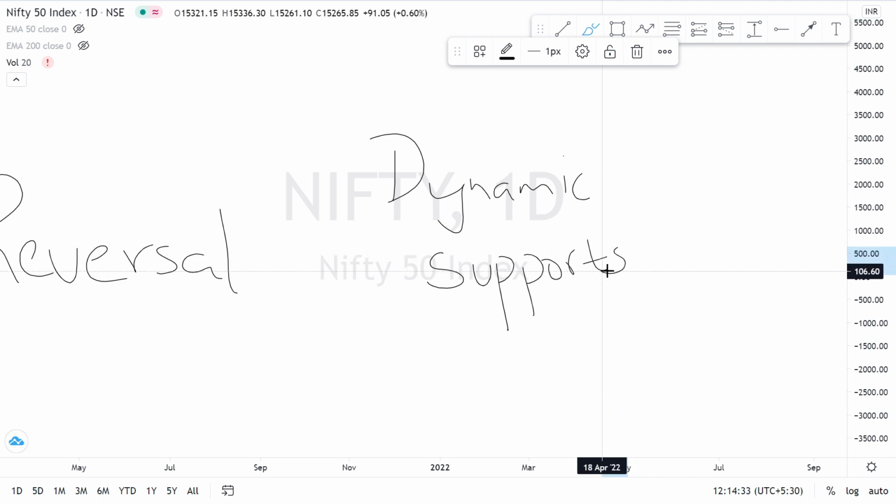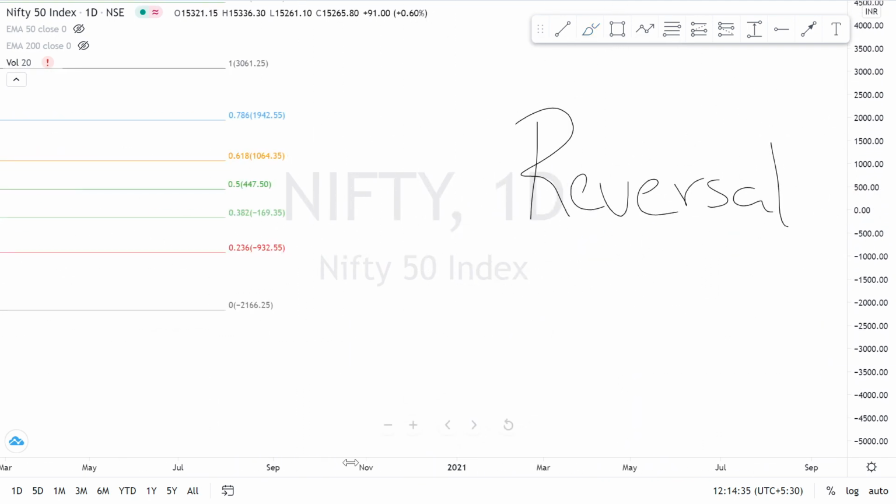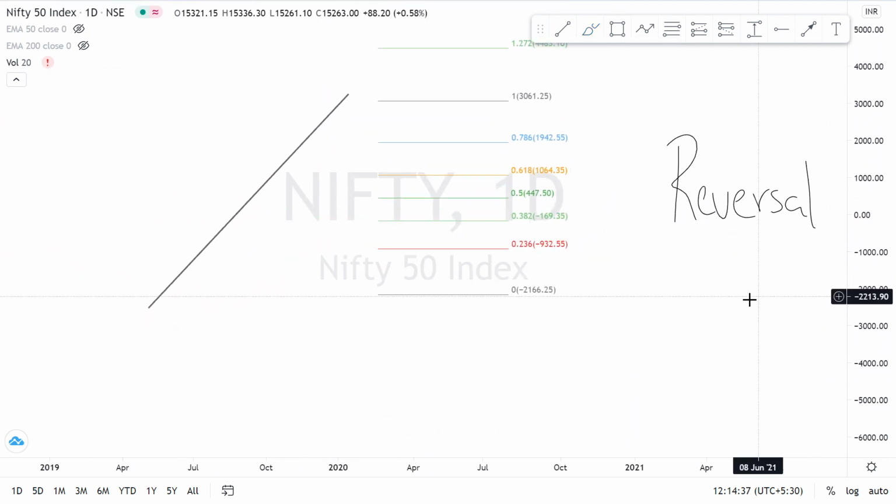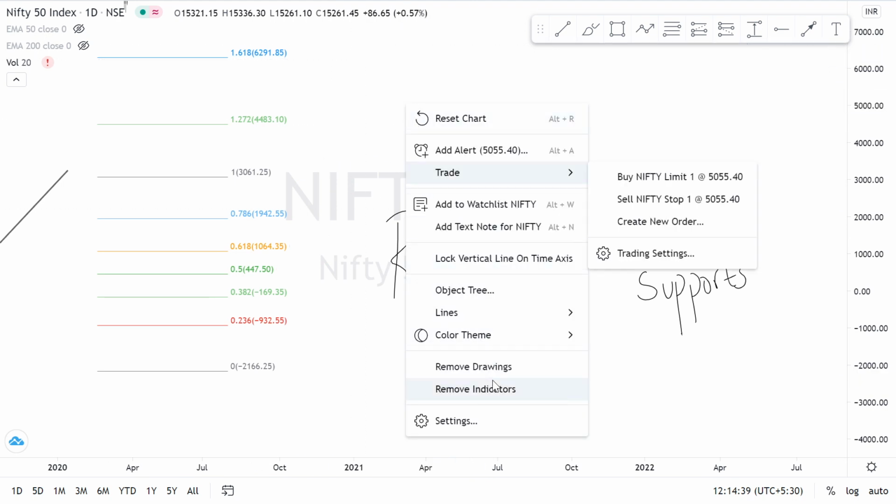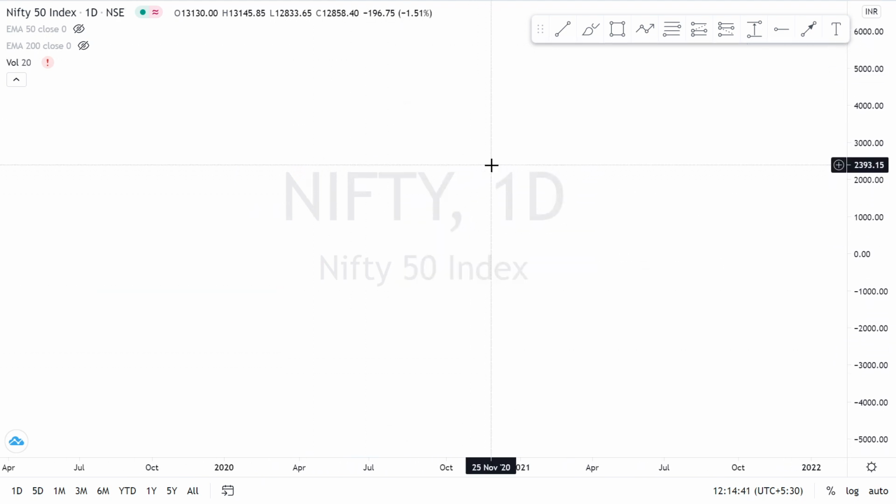So these are the four basic ways, and this is the theory part of it. We can observe these same phenomena in certain stocks and the index as well, which I would be showing in the next part.